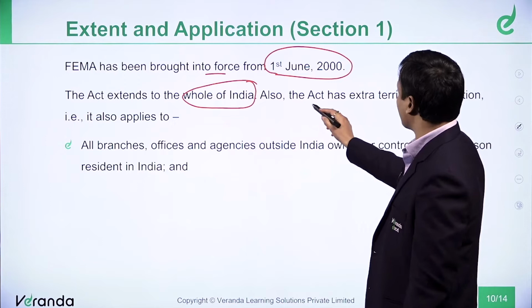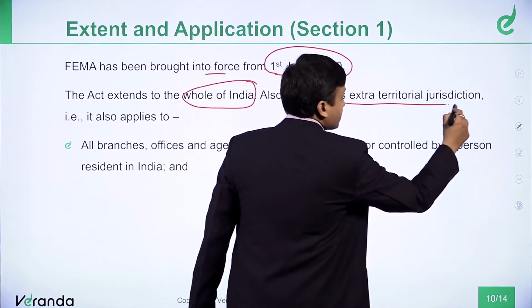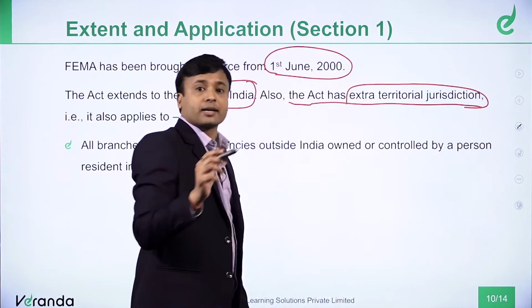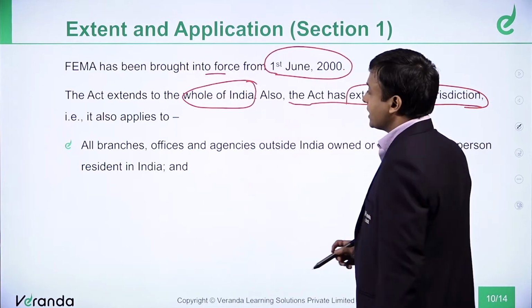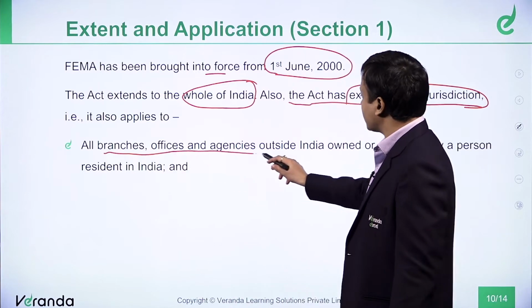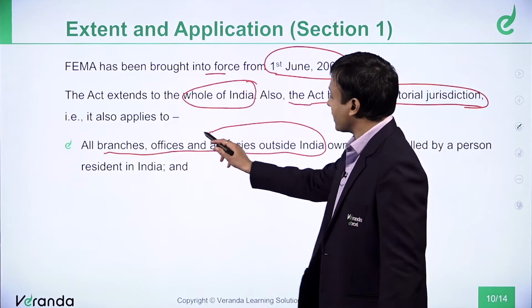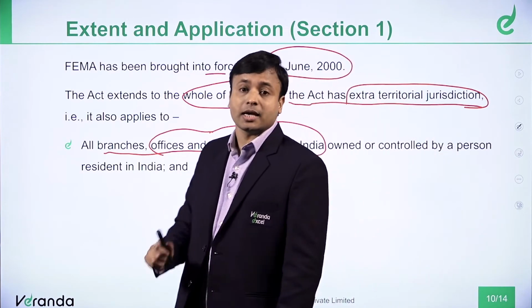Also, it applies to some other places. Let us try to understand what that is. The act has extraterritorial jurisdiction. Now, what is that? It applies to all branches, offices and agencies outside India.